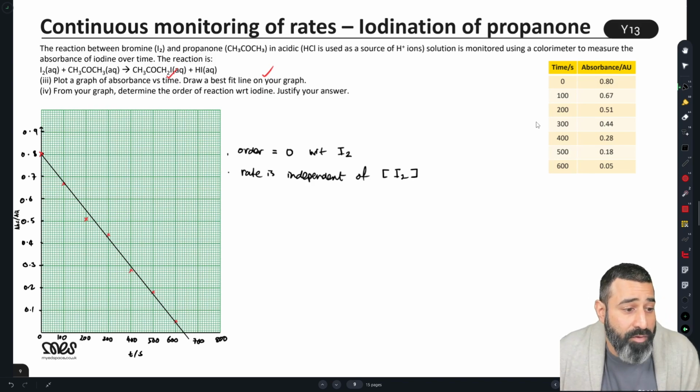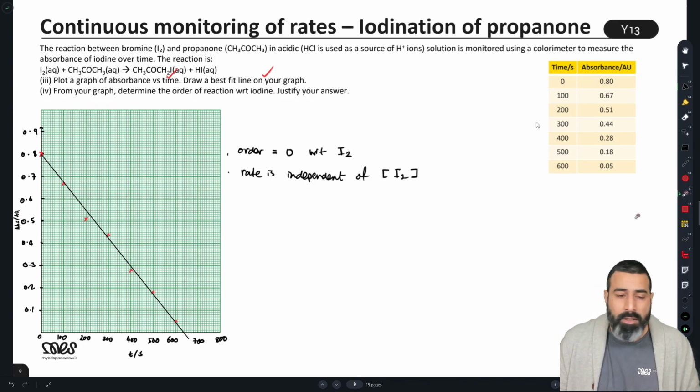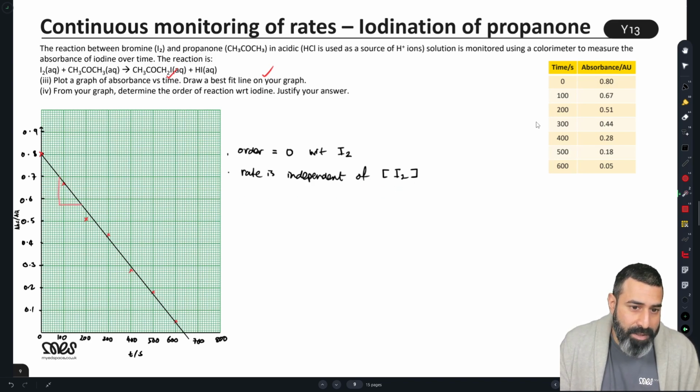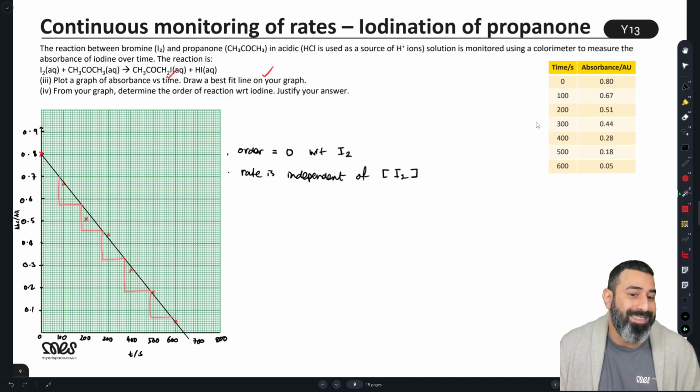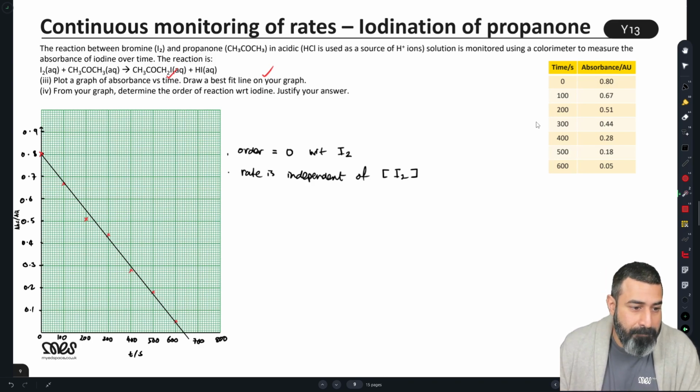of the I2 concentration. Even though the I2 concentration is changing, if we were to determine the gradient of this line, we will see that the gradient is constant. The gradient in this case gives us the rate, so the rate is constant, and therefore independent of the changing I2 concentration. Really nice question.